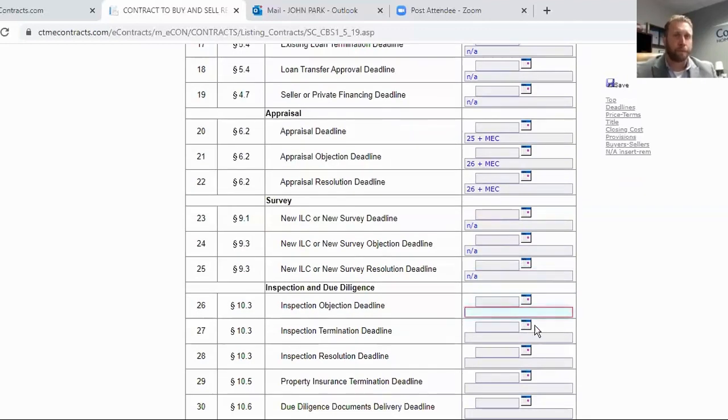Inspection objection. Anywhere between 7 and 10 days. So let's go with 8 days. Okay. Termination.